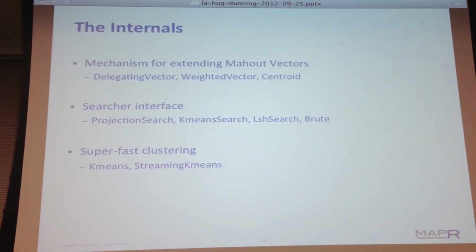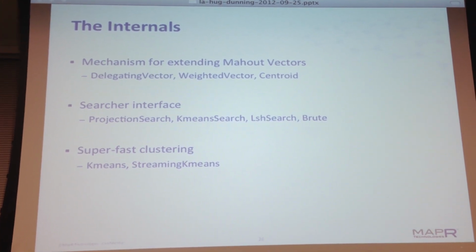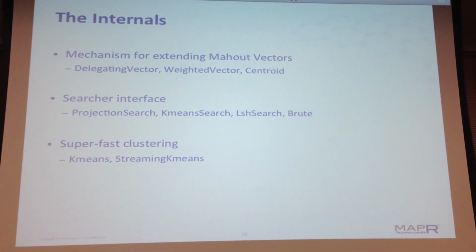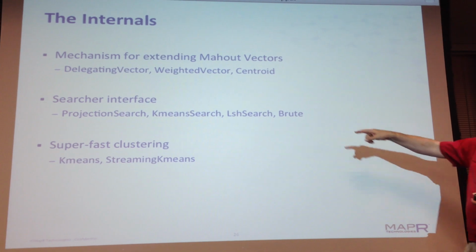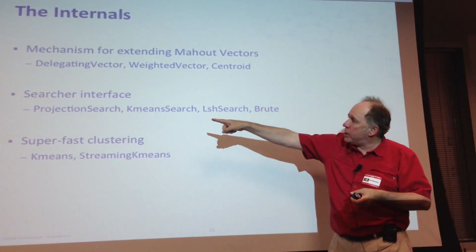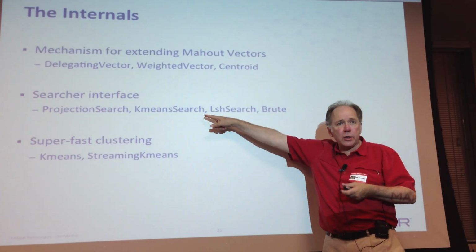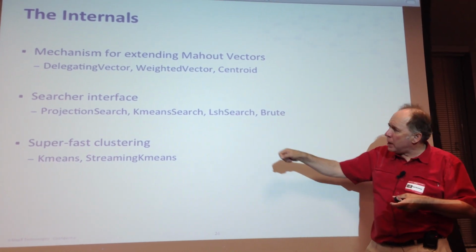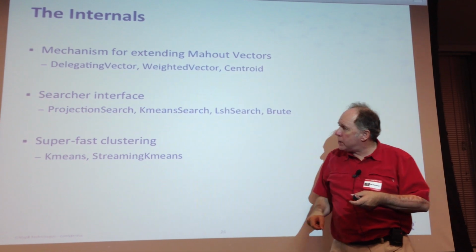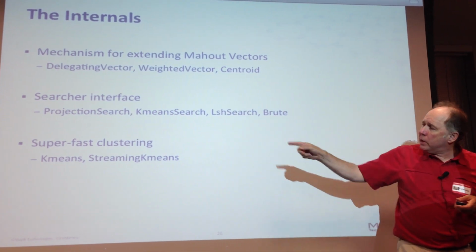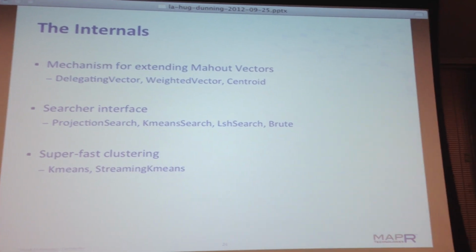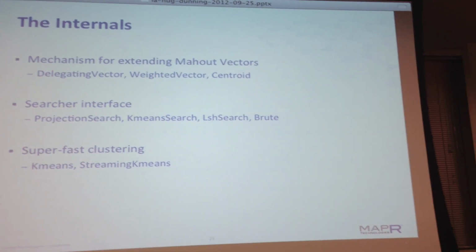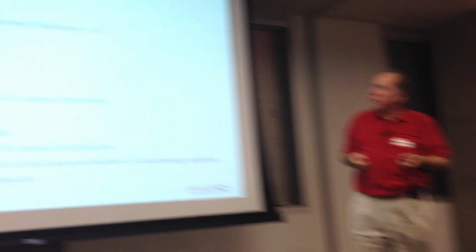And we have a centroid, which is a lot like that, except adding a new vector to it updates the centroid and keeps an average as you go along. We have searchers: brute force, that's for reference. Projection search, we saw that. K-means search, which searches a clustering for the nearest things. And LSH search. And we have the streaming k-means and a ball k-means. I should have written ball k-means, not k-means. We have k-means as well. But the ball k-means and the streaming k-means are the classes that implement the fast clustering.